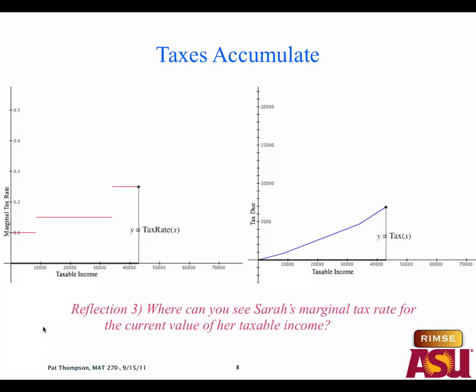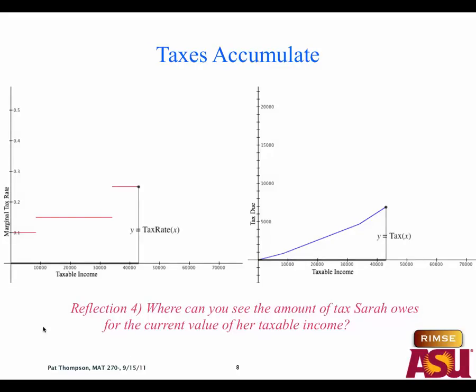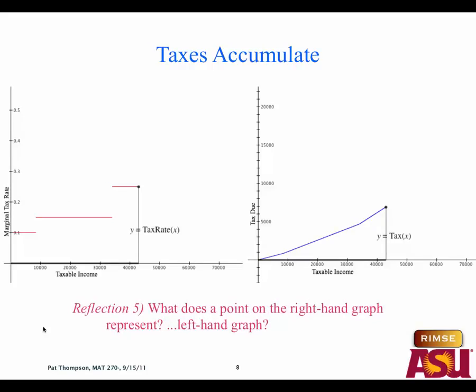Okay? So where can you see her marginal tax rate for the current value? Now I've paused it at, this looks like 43,000. So where can you see her tax rate? The left graph. What about the left graph? Yeah, the Y value on the left graph. And where can you see the amount of tax that she owes? This is the right graph. The output of the right graph, the y-axis, is the total amount of tax that she owes.